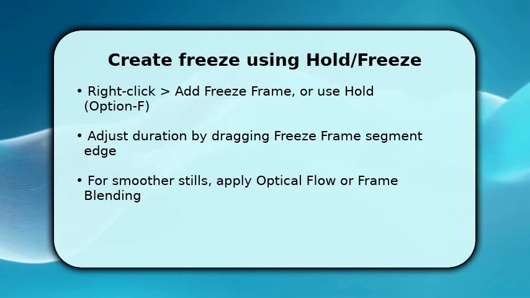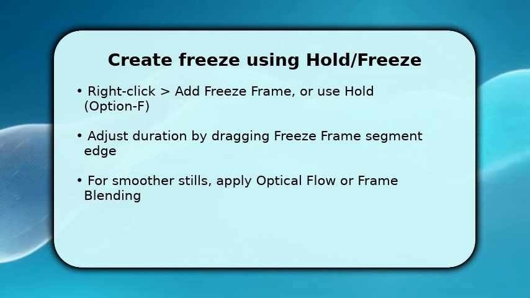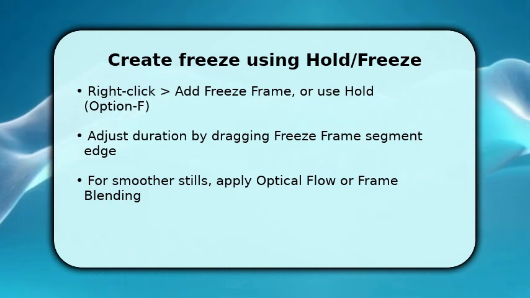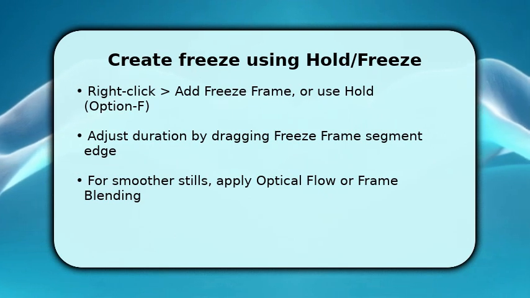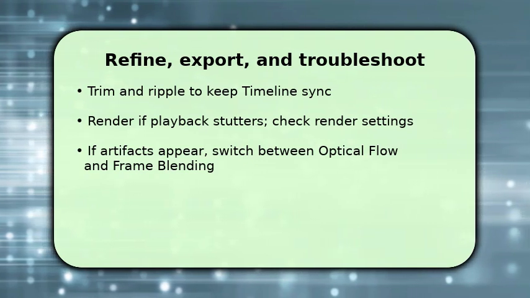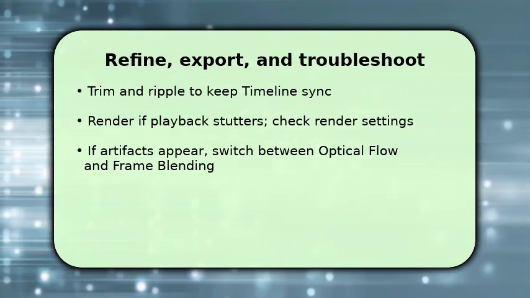If motion before or after looks jarring, apply optical flow or frame blending in the retiming settings to smooth interpolation. Also consider matching color and audio so the frozen moment feels integrated with surrounding footage. Finish by trimming adjacent clips and ripple editing so the timeline timing remains intact.